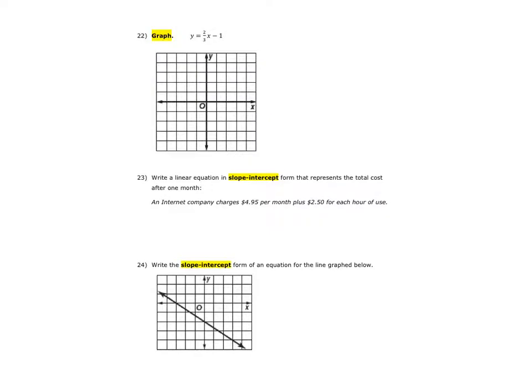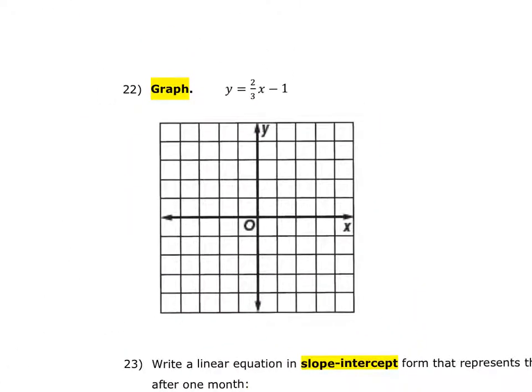Number 22 asks me to graph, and I know that this is in slope-intercept form, which is y equals mx plus b. When it is in y equals mx plus b, it's really easy to just extrapolate the b, which is -1. That means you go to -1 on the y-intercept on the y-axis. And the slope of the line is 2/3. That means you're going up 2 to the right 3 from your y-intercept. So you'd go up 2 to the right 3, and then you put your point right here. Connect the dots, and there's your line.